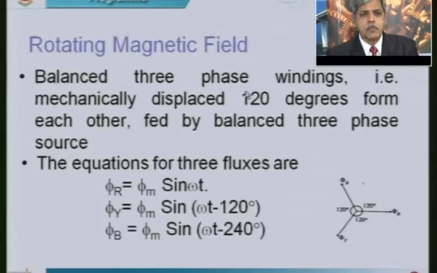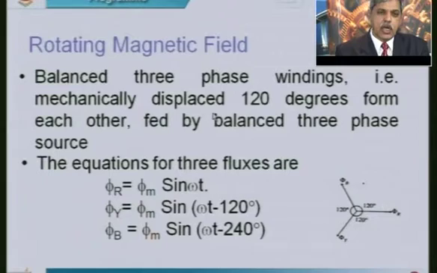If you see the working principle of an induction motor, as I told you, the induction motor stator will be connected to a three-phase supply. Whether it is a squirrel cage induction motor or slip ring type induction motor, the stator windings are identical. They are balanced three-phase windings, mechanically displaced by 120 degrees from each other, fed by a balanced three-phase source. So when I am connecting these three windings to a three-phase balanced supply, all the three voltages are equal and the voltages are displaced by 120 degrees apart.